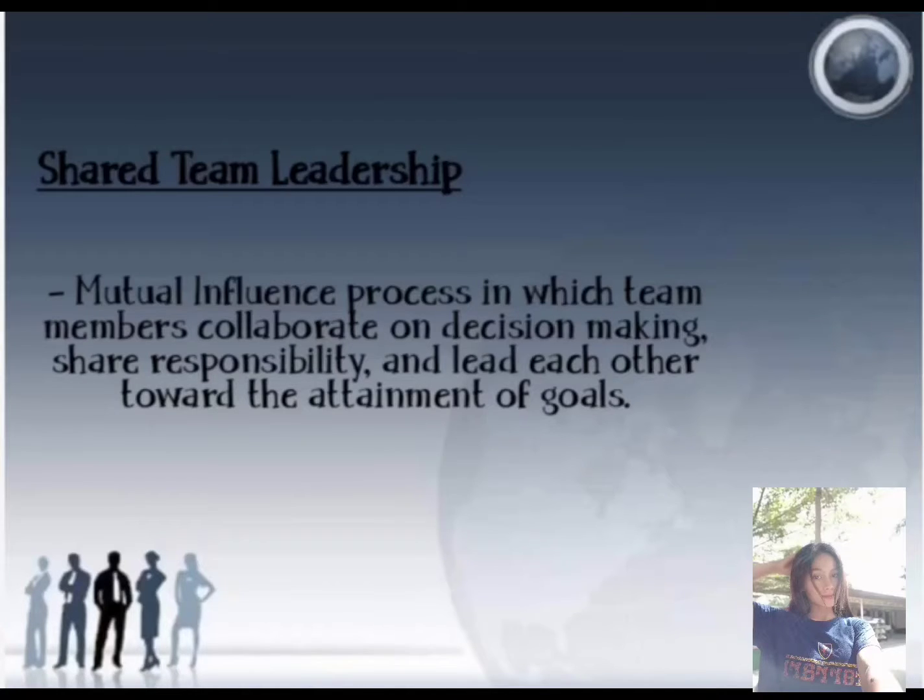Next is shared team leadership. Shared team leadership is a mutual influence process in which team members collaborate on decision making, share responsibility, and lead each other toward the attainment of goals.